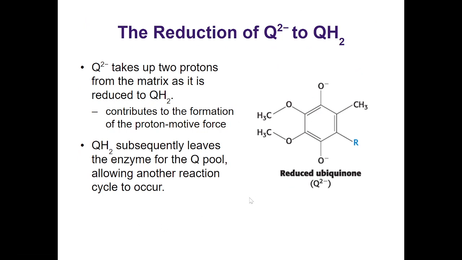So Q2 minus is going to take up 2 protons from your matrix. It's going to be then reduced to the QH2. Again, that's still a reduced form. Okay? It's just not the negatively charged reduced form. This is what it looks like when it's the negatively charged reduced form, by the way. So this is going to contribute to the formation of your proton motive force. The QH2 is going to subsequently leave the enzyme for the Q pool.